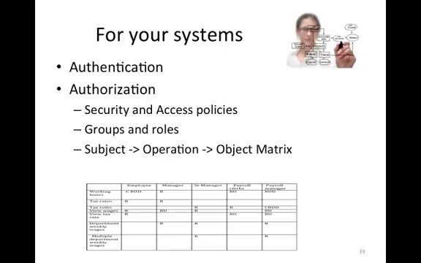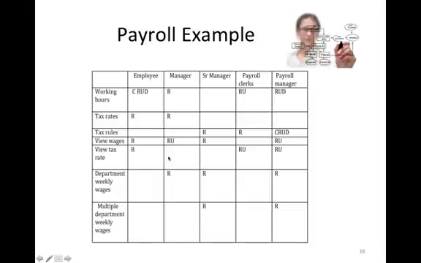But for your system, I want you to think about authorization. Who is going to be able to update what information in your system? I want you to create security and access policies, groups and roles, and think about this subject, operation, object matrix like we created here. I would like you, for your system, to be able to create a matrix like this.